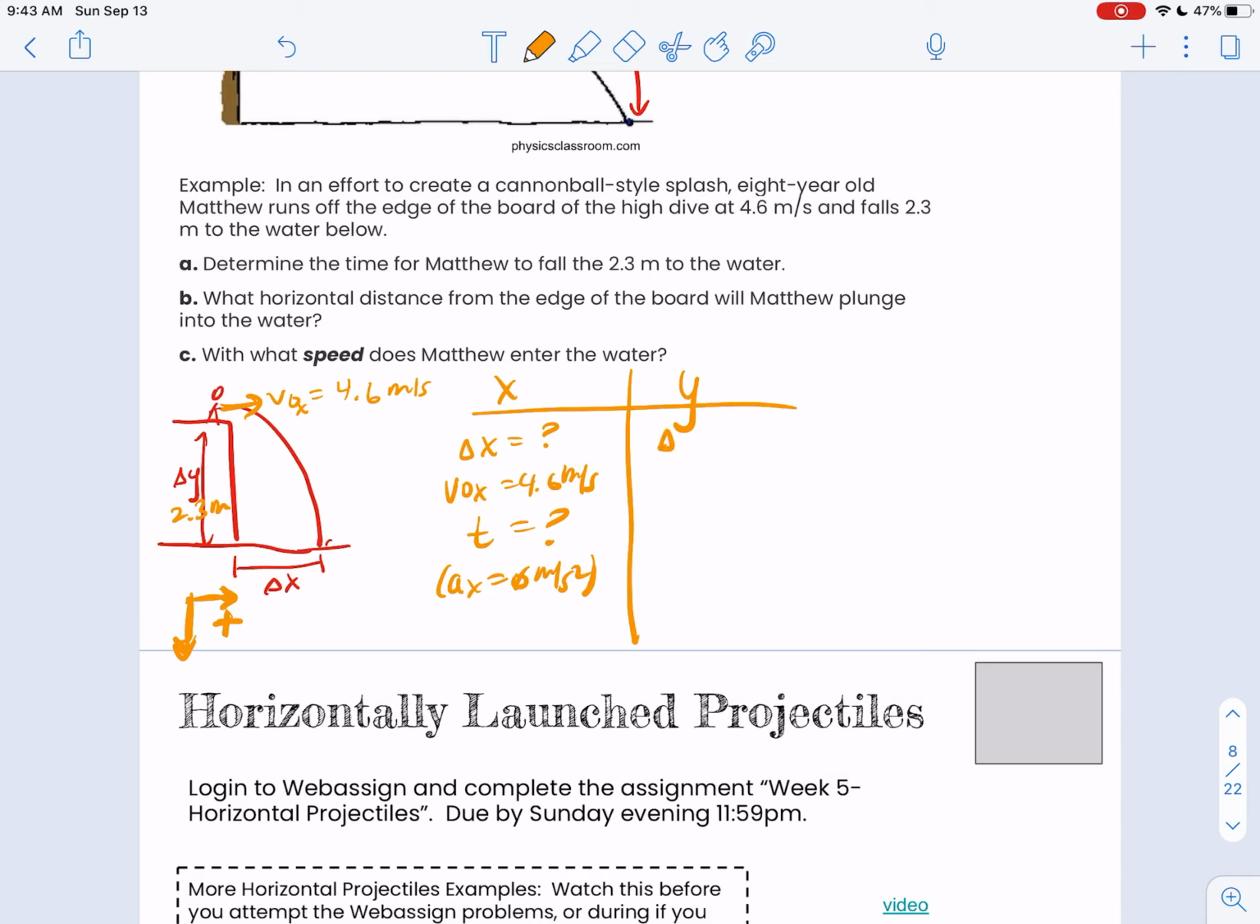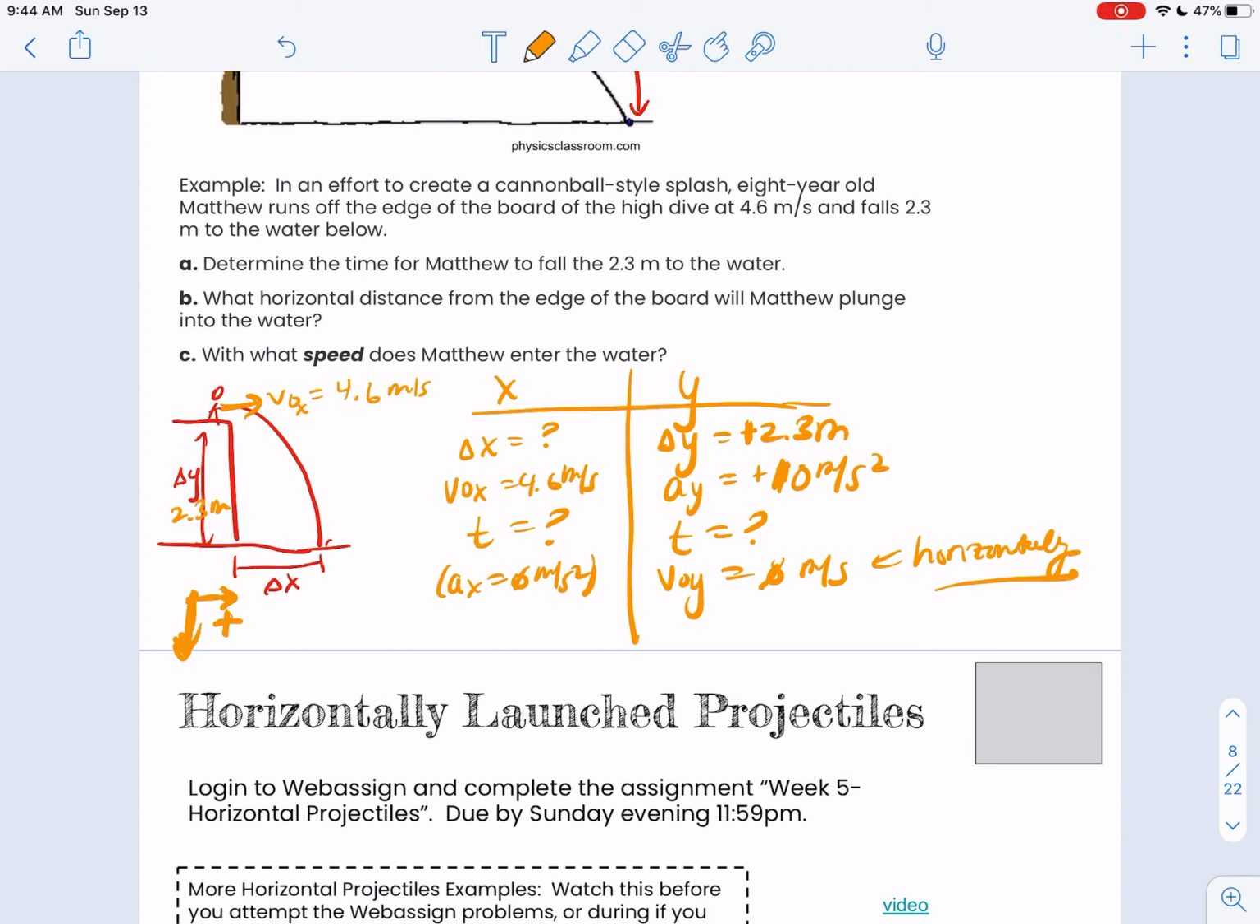All right, here in my Y direction, my delta Y is, I'm going to say positive 2.3, because I set down as positive, but if not, you're going to have to make that negative. My acceleration is going to be positive. I'm just going to use 10 for now. Again, that would be negative if you set it the other direction. The time I do not know, and the V naught Y is 0. This is because it's being launched horizontally. That's important. That's what makes this problem wicked easier than what's coming next.